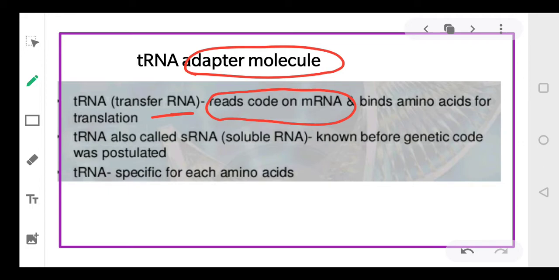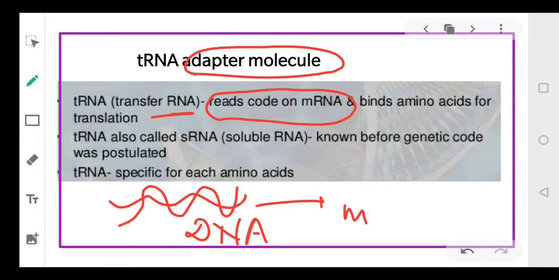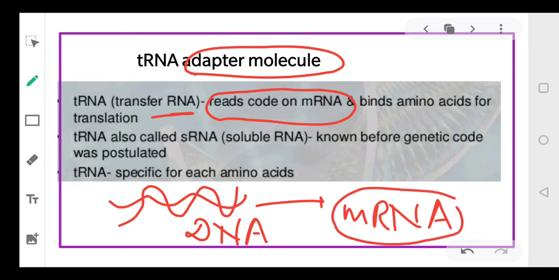Now, dear students, if you remember, we have talked about the DNA, which is a double helical structure. So DNA will form mRNA, and this process is called transcription, right? And this mRNA has the genetic information in the form of codes, in the form of codons. The information present in mRNA will be read by the tRNA, and it will help in the production of amino acids.